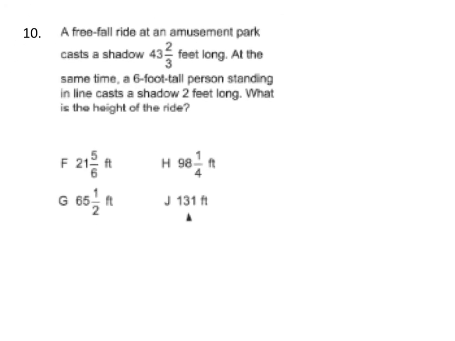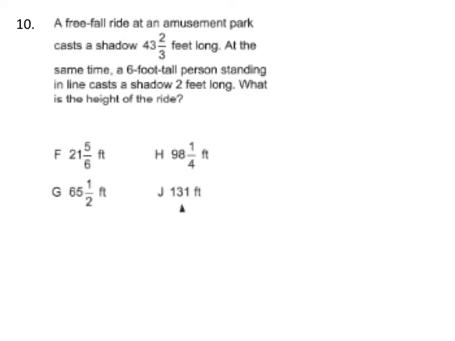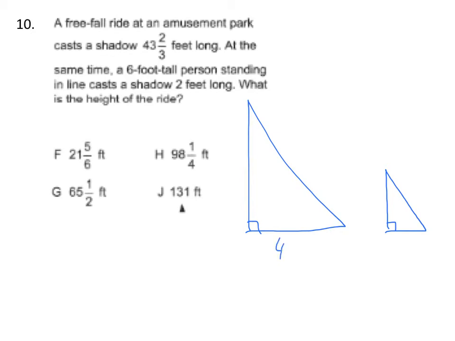Alright, and the last problem in this word problem section says, a free fall ride at an amusement park casts a shadow at the same time that a person standing casts a shadow. So what we've got is a ride casting a shadow that's bigger, obviously, than the person's. Similar to number 1 in this assignment. So the shadow of the amusement park ride, we're going to say, is 43.6. Just round it to that. At the same time, a 6-foot tall person, the smaller triangle, casts a shadow 2 feet long. We want to know the height of the ride.